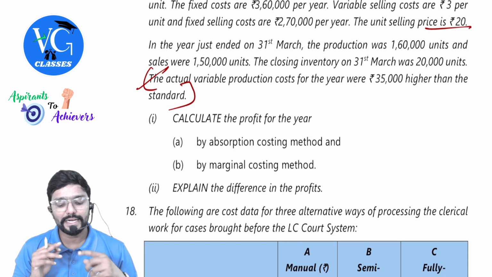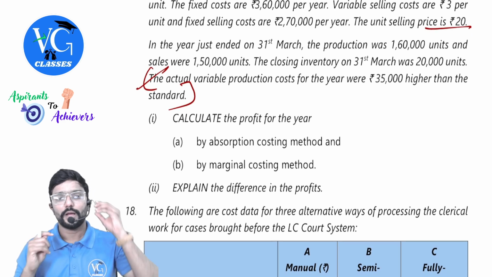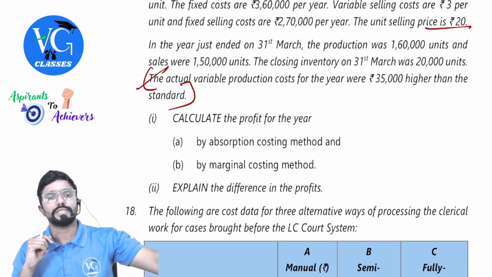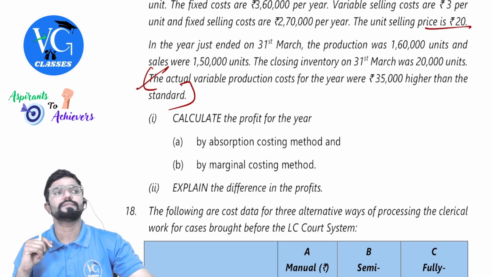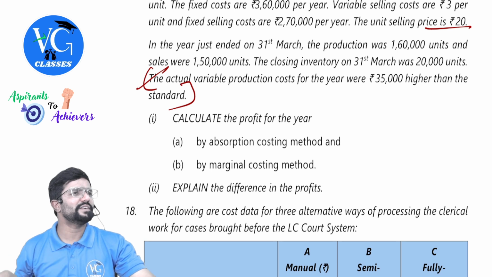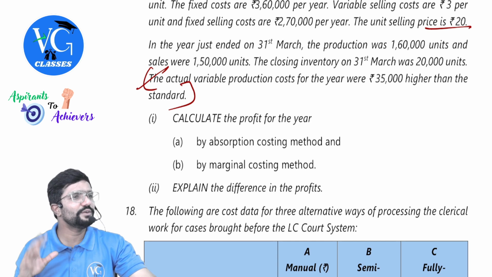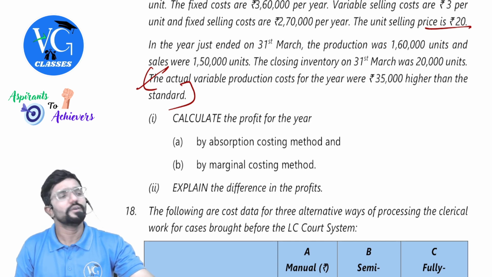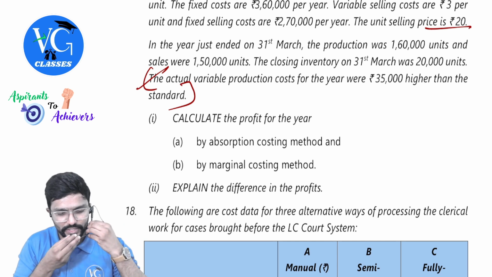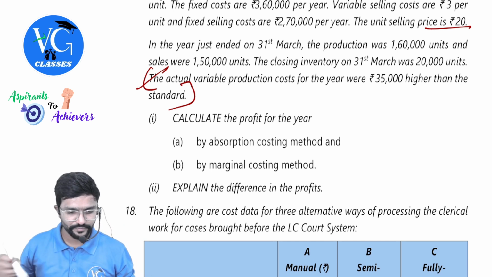Calculate the profit for the year under absorption costing and marginal costing. Explain the difference in the profits. Due to what? Opening stock and closing stock. Now only I am telling you: the difference is due to the values of opening stock and closing stock. Okay.